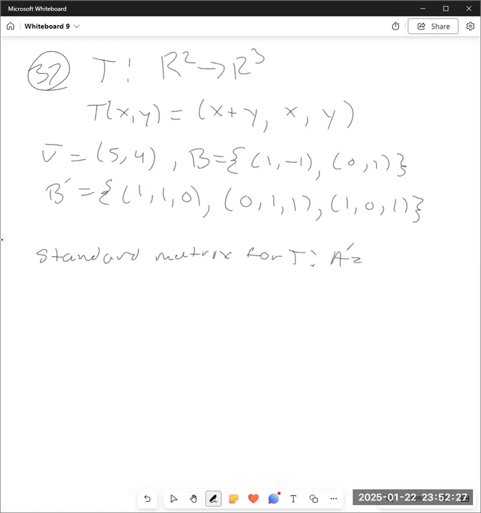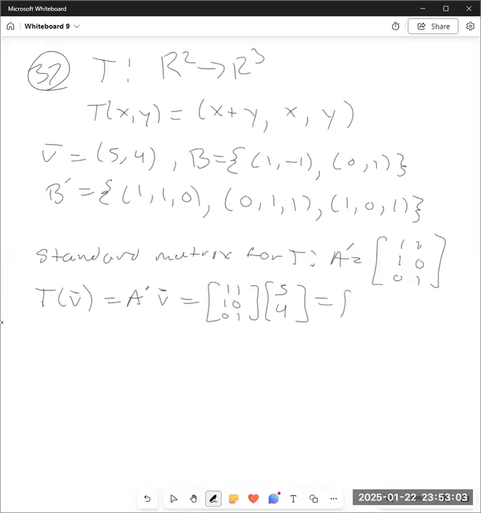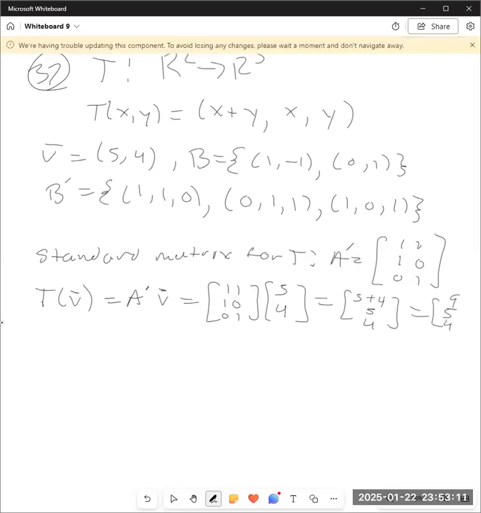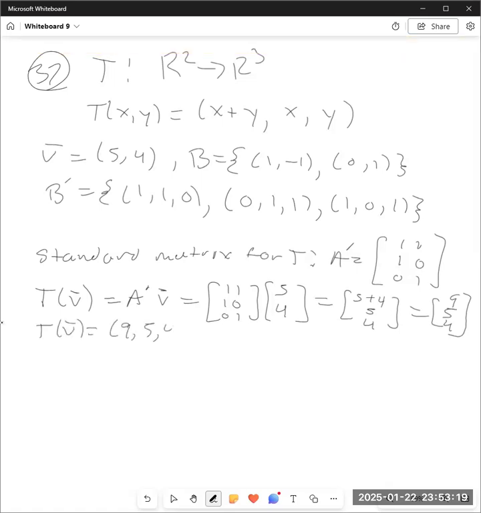A, they're going to call it A prime, is equal to 1, 1, and then we have 1, 0, and then we have 0, 1. So that means that T of V is A prime times V, which is 1, 1, 1, 0, 0, 1 times 5, 4, which is going to be 5 plus 4, 5, and 4, so 9, 5, 4. So T of V is equal to 9, 5, 4. That's the first way. That's kind of the easy way.